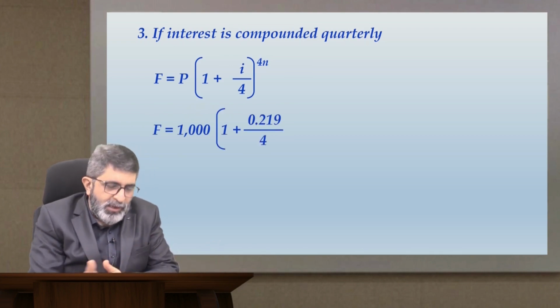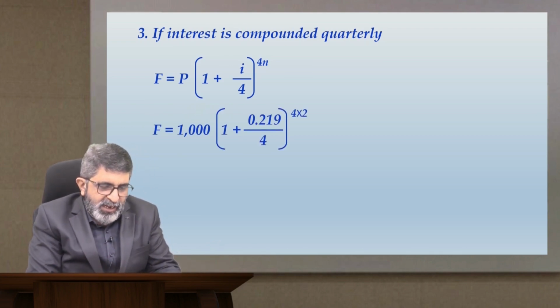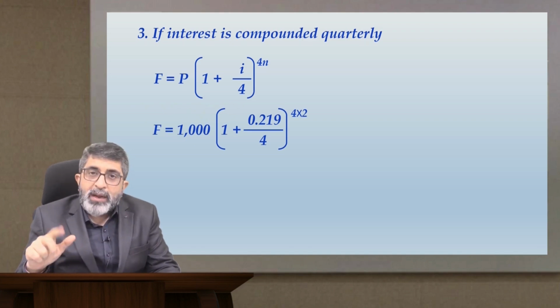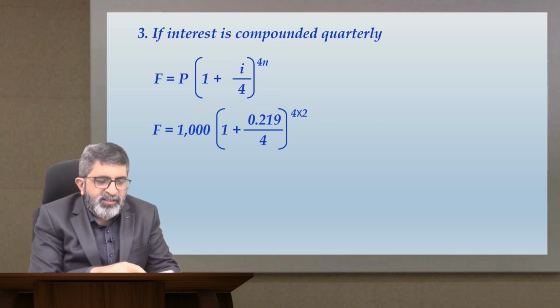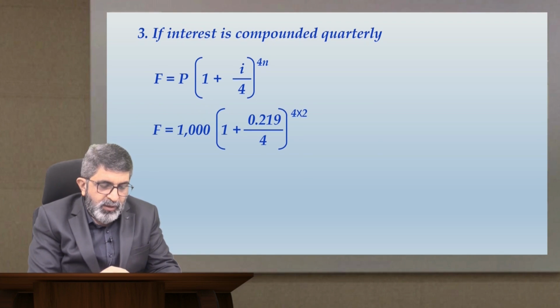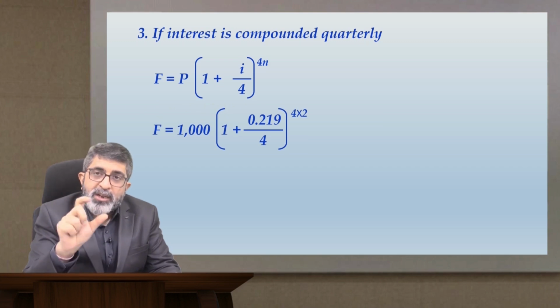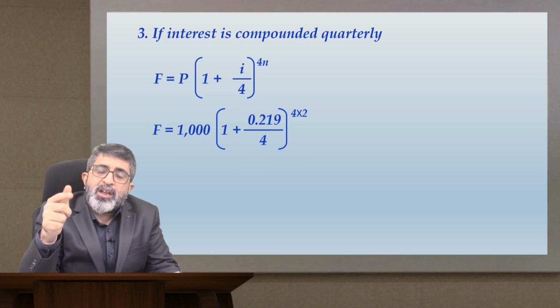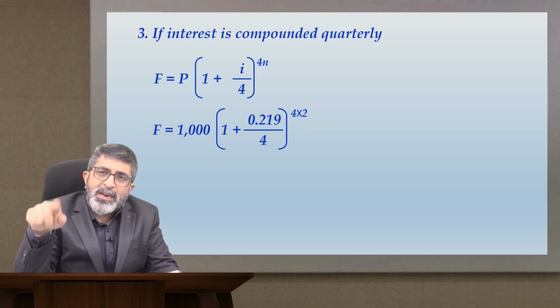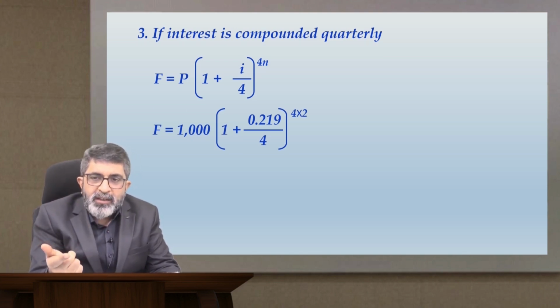When you substitute all these values, the stated annual rate is 21.9% or 0.219. So I take 0.219 divided by 4, I get 0.0548. To that I add 1. So I get 1 plus the periodic rate raised to, we have to take raised to m for the number of times compounding is happening within a year, which is 4, multiplied by 2 years. So it will be raised to 8.